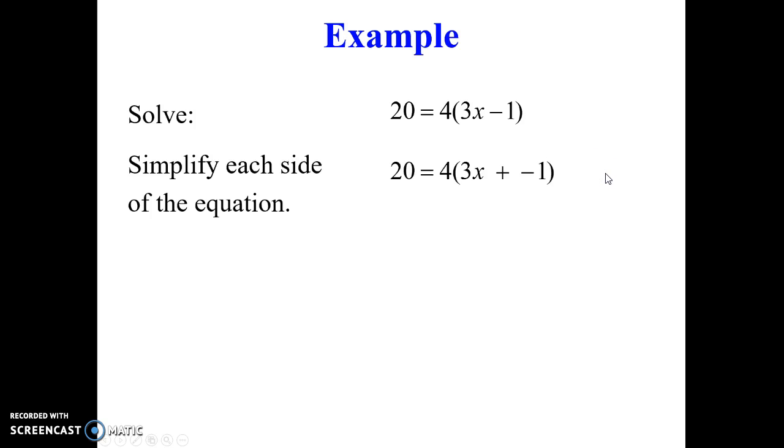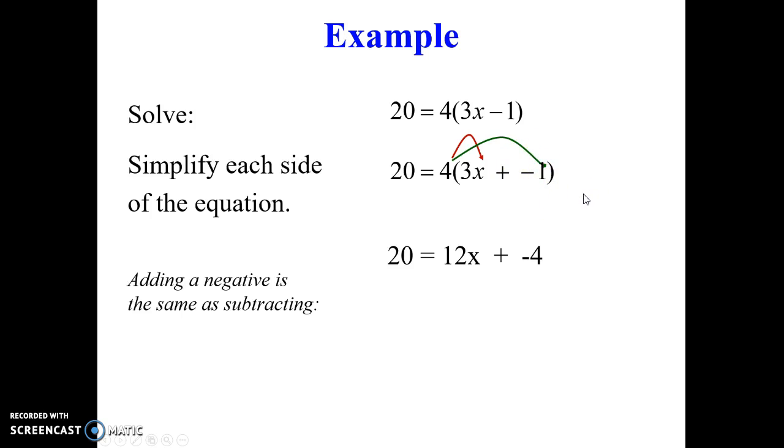So, I'm going to take 4, and just for the moment, I changed subtraction. We know subtraction is the same as adding the opposite. So subtracting is the same as adding a negative. So I did that just for the moment. I don't normally do that, but I want you to see all the steps. So now I'm going to take 4 times my first term, and then I'm going to add it to 4 times the second term. That gives me 20 equals 4 times 3x is 12x. I brought down the plus. 4 times the second term, that's 4 times negative 1, which is negative 4.